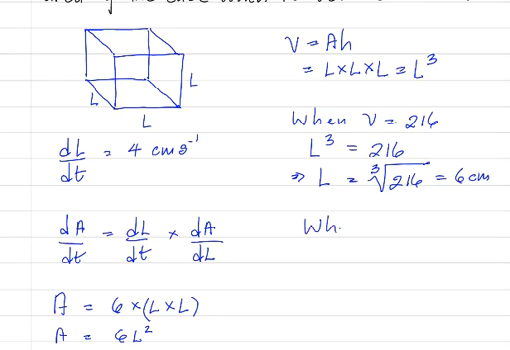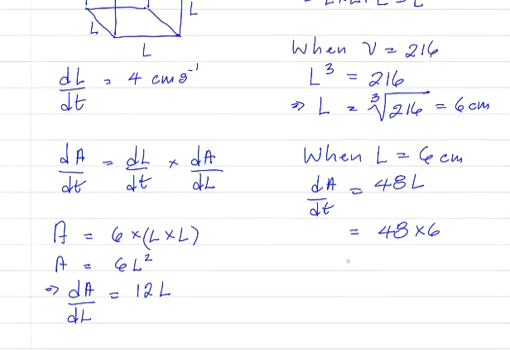Now, when L is equal to 6 centimeters, dA by dt, which is equal to 48L, would be equal to 48 times 6, which is equal to 288 centimeters squared per second. So when the volume of the cube is 216 centimeters cubed, the total surface area is increasing at a rate of 288 centimeters squared per second.